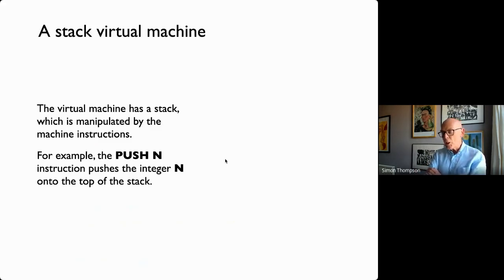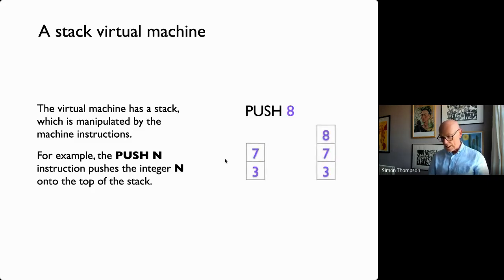So the idea, this is a virtual machine. It's virtual in the sense that it's not a piece of hardware. It's a conceptual machine, but it's very simple. It has a stack, and the instructions manipulate the stack. So for example, the instruction push n pushes the integer n onto the top of the stack. In pictures, on the left is the stack before, with 3 and 7 on top. If I perform the instruction push 8, it has 3, 7, and then 8 on top of that. You build a stack up by putting elements on top, and you decompose it by taking elements off the top. So that's what push does.